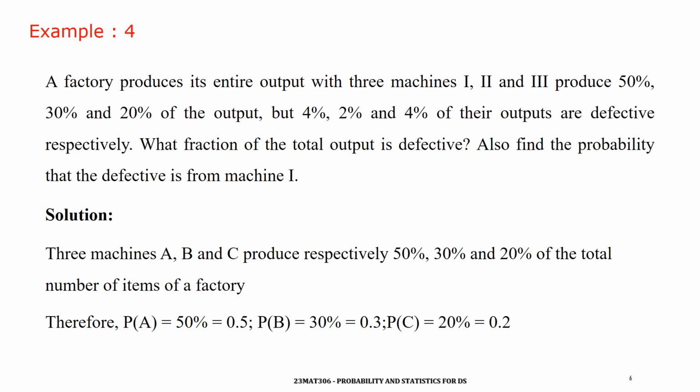So we have to find the probability that the defective item is from machine 1 and what fraction of the total output is defective. As the question is given in percentages, we are converting them into probability values that lie between 0 and 1. So the probability of A, B and C, the items produced by the 3 machines, is: probability of A is equal to 0.5, probability of B is equal to 0.3 and probability of C is equal to 0.2.